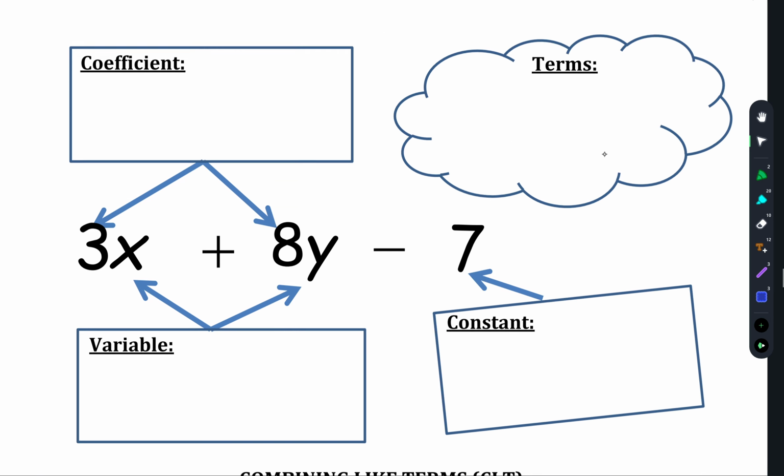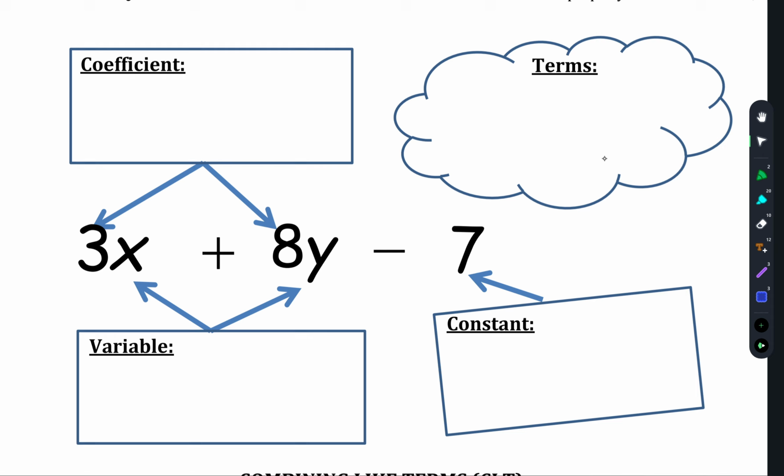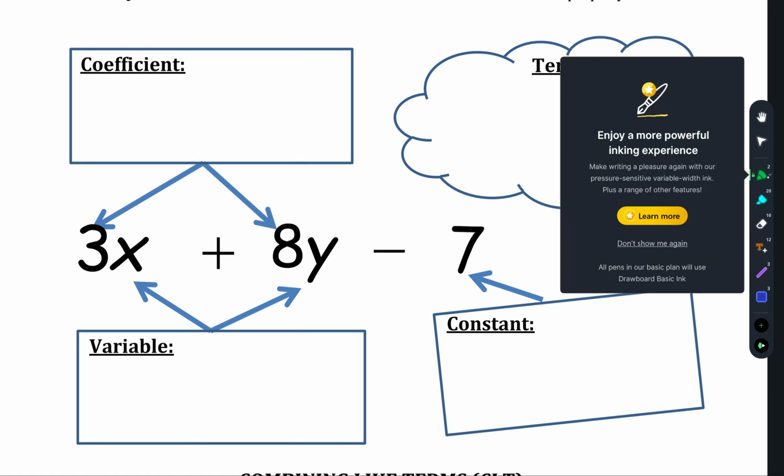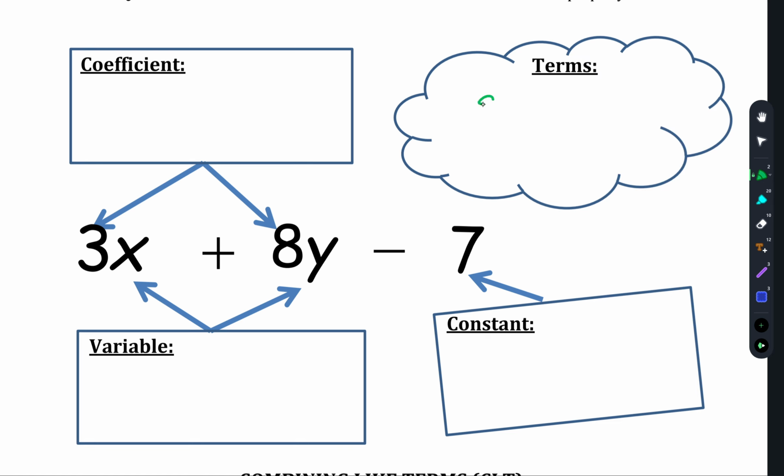with variables. So we see here 3x plus 8y minus 7. That's an expression. It has no equal sign. Each part of that expression is called a term. Terms are separated by pluses and minuses. So I have three separate terms here.